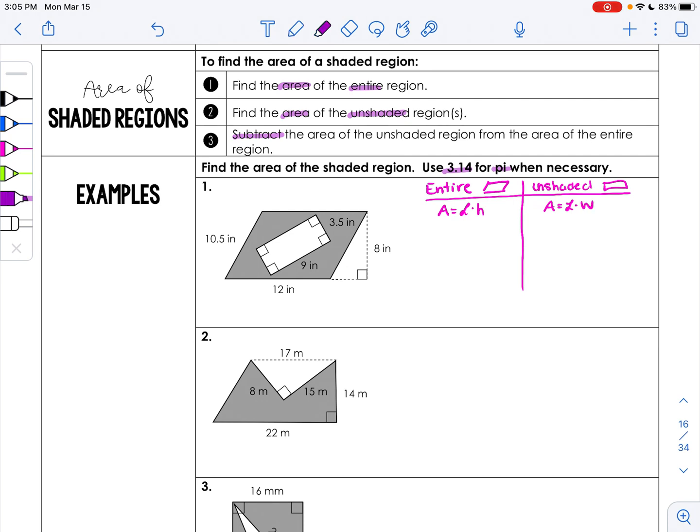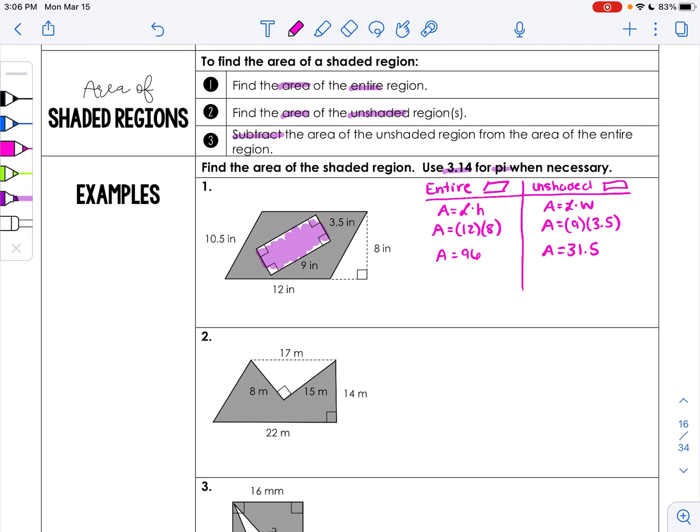So when we look at the entire shape, our length and height are going to be 12 times 8. And then you can do 12 times 8 by hand, or you can put that in a calculator. 12 times 8 equals 96. Then we're going to focus just on the unshaded rectangle. The unshaded rectangle has a length and width of 9 and 3.5. So we're going to multiply 9 times 3.5. And again, you can do that by hand, or you can put it in the calculator. And we get an area of 31.5.